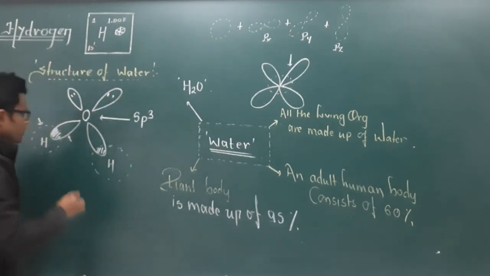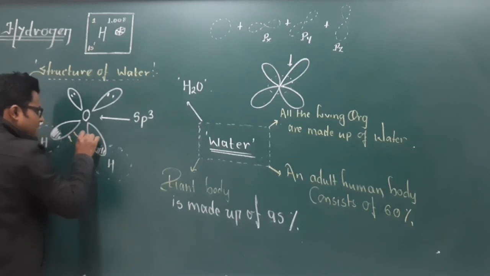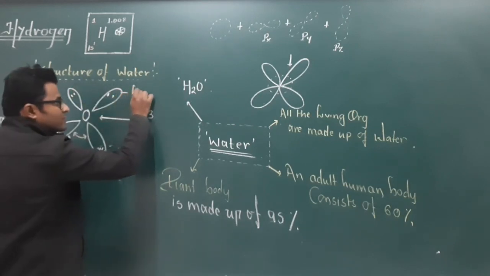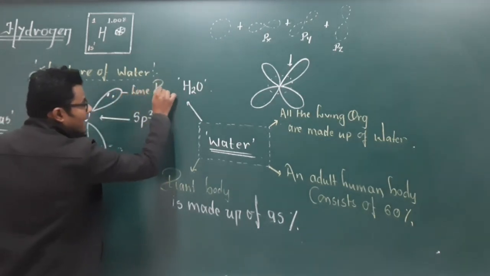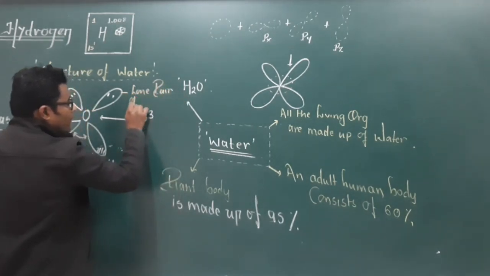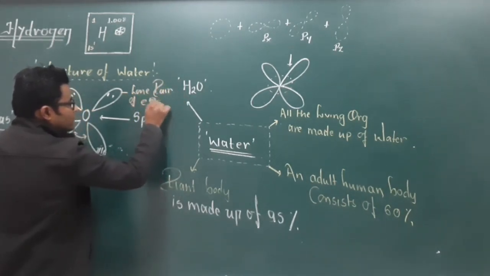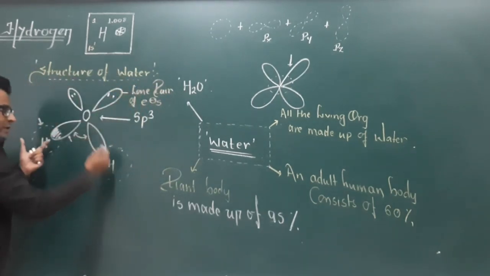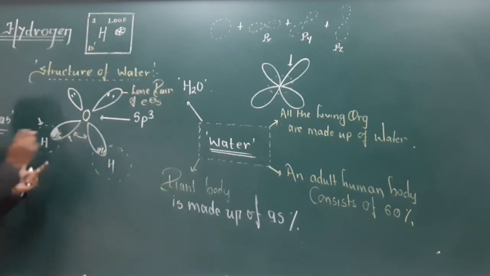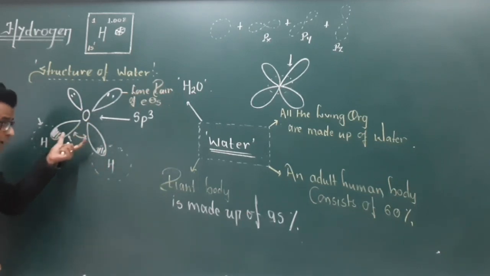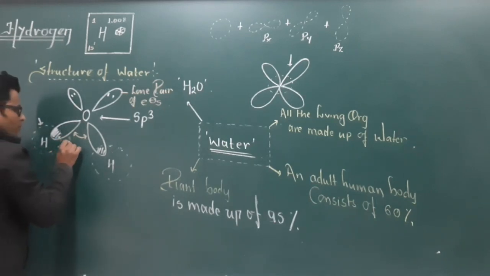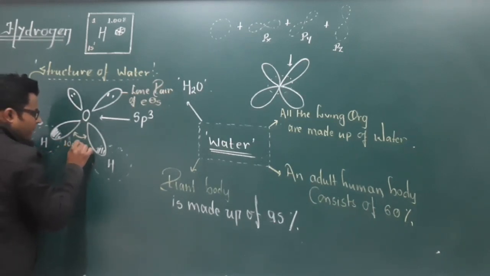Now in this case, because of the repulsion between the 2 lone pairs of electrons, these are called the lone pair of electrons. Due to this, there is a significant effect on the bond between the oxygen and hydrogen. Therefore, the bond angle here reduces up to 104.5 degrees.